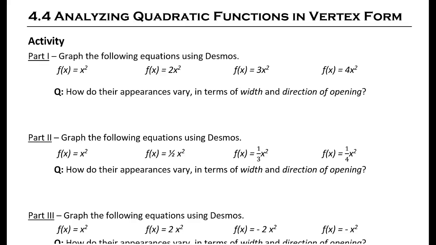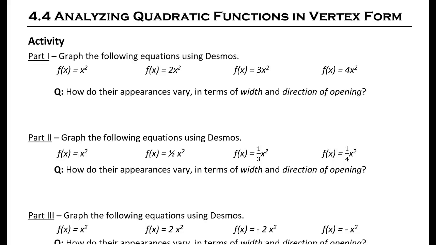Congratulations, you're moving on to R3. So that's looking specifically at vertex form of equations. Up until now, we've strictly looked at the general form, which is y equals ax squared plus bx plus c. So now we're going to switch it up a little bit.